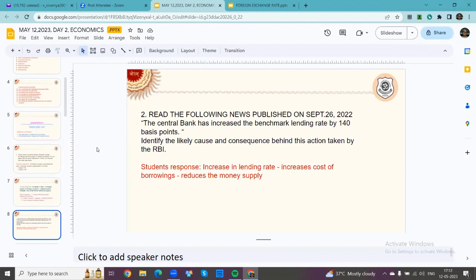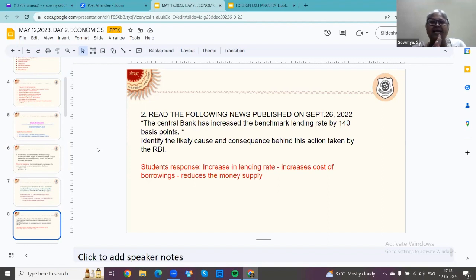No, ma'am. Is that a complete answer? If the central bank increases the lending rate, it means borrowing... Teachers, can you please respond? Ma'am, the question asks for the causes and the consequences. So first, we have to find the causes. What is the cause behind increasing the lending rate? Obviously the cause might have been inflation. Absolutely right. The child has written only about the consequence.